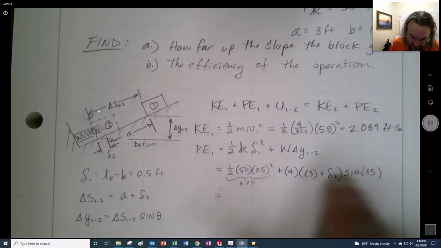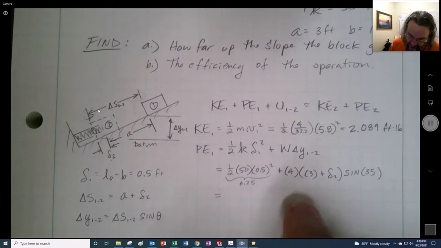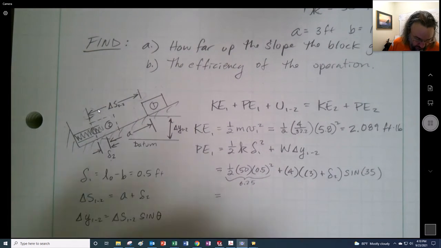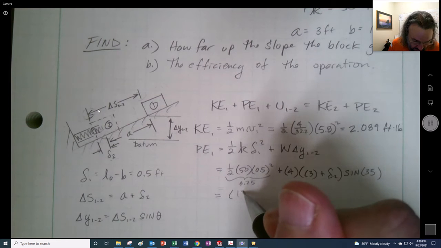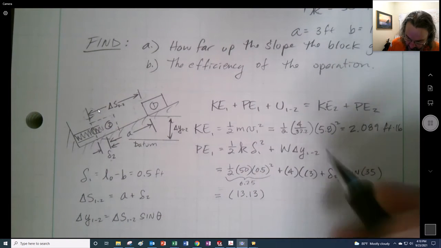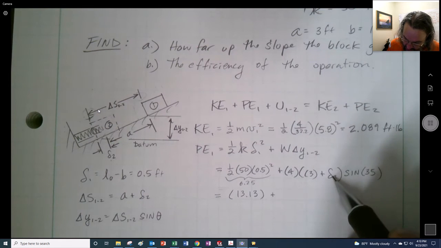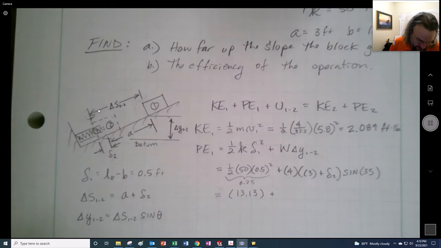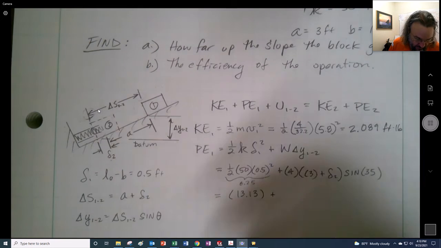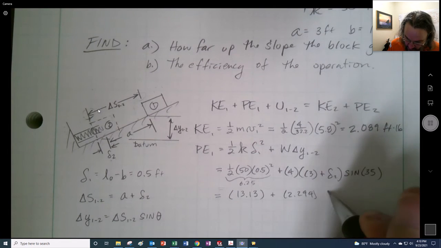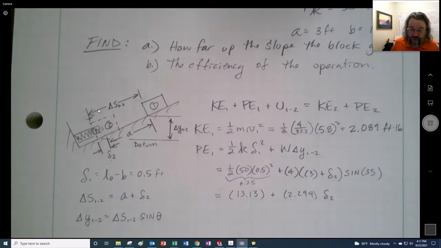Right, so that's going to be 6.88. Is that right? Yeah, I guess so. Yeah, 6.883. So we're going to add that together. Boom. So we get a constant of 13.13. That's good enough. And plus, now we're going to have 4 times del times the sine. So just 4 times the sine of 35. Boom. So we're going to have 2.294 del 2.